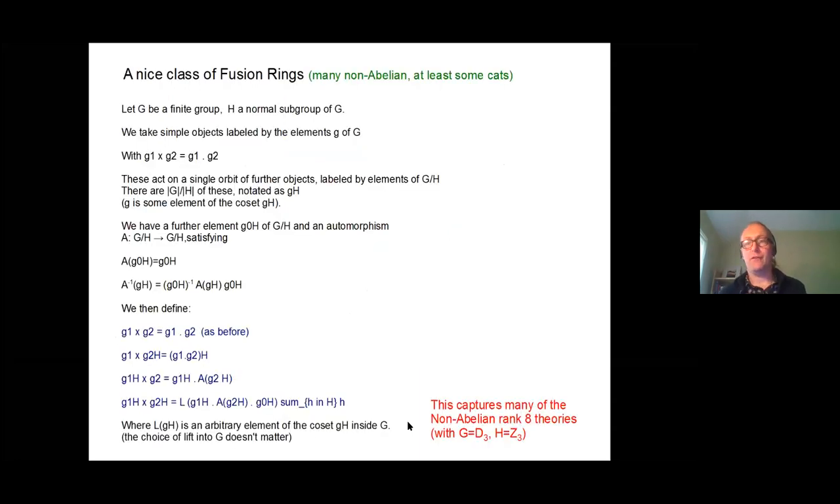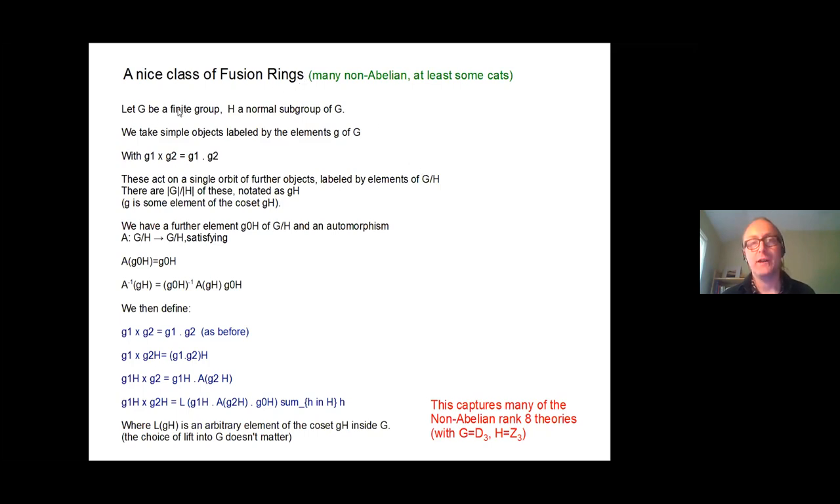At rank 8, we have a very nice class of fusion rings, which I wanted to say something about. It turns out that all the non-Abelian rings, except for four at rank 6 that we found, have some subgroup in the fusion ring. So it's interesting to think about building non-Abelian fusion rings from groups.